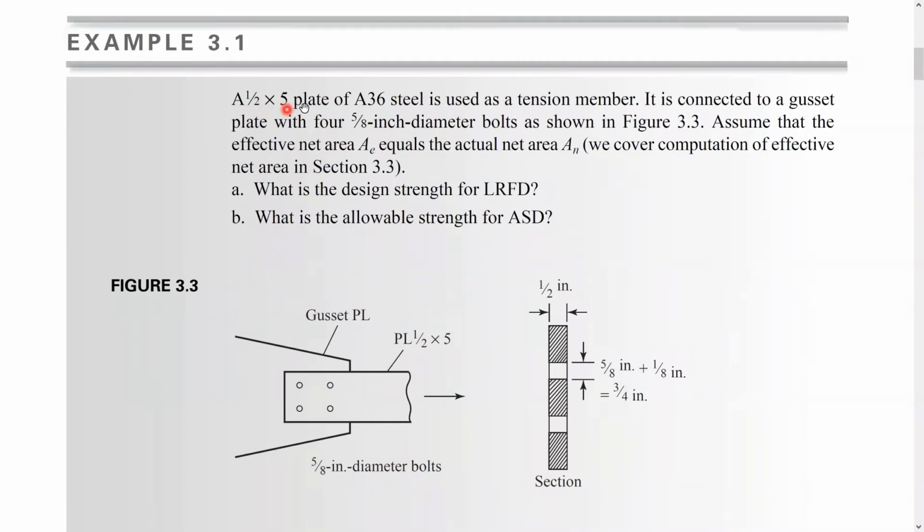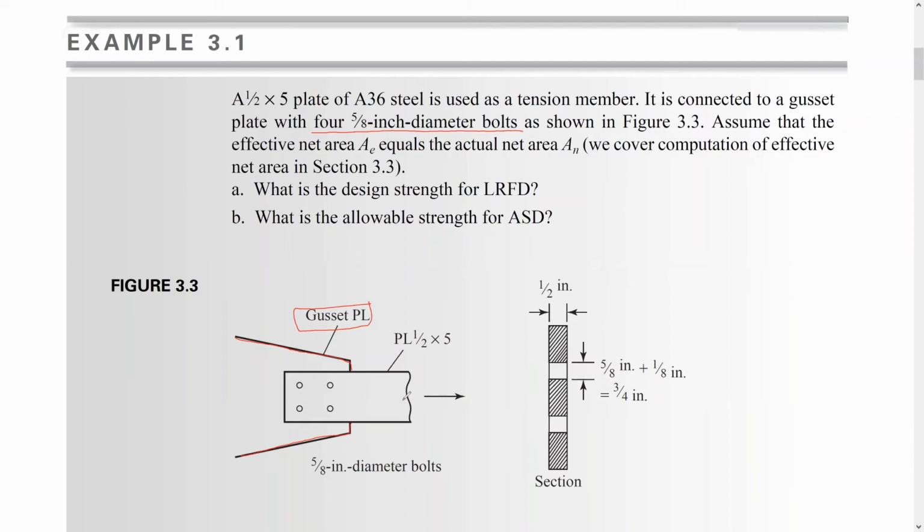1/2 by 5 plate. It's a rectangular plate, where 5 is the width and 1/2 is the thickness, of A36 steel. This is the most common steel type used as a tension member. So it's connected to a gusset plate. Okay, here, if you see, guys, this is the gusset plate, with 4 5/8" diameter bolts as shown in this figure.